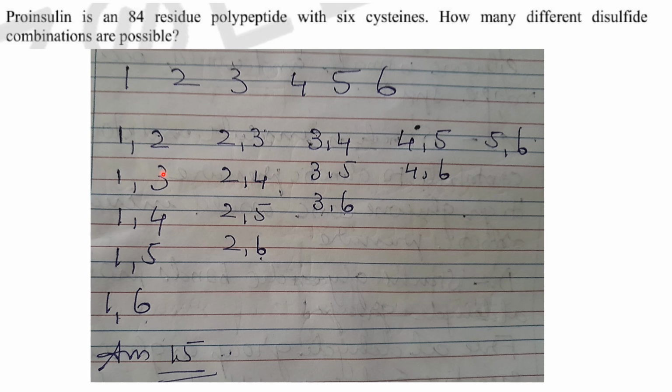So in total, if you count all these, between 1 and 2, between 2 and 3, between 3 and 4, between 4 and 5, between 5 and 6. Then you will get between 1 and 3, 1 and 4, 1 and 5, 1 and 6. Then 1 and 2 is the same, or 2 and 1 is the same, so you will not take that into consideration. You have to see these bonds between 2 and 3, 2 and 4, 2 and 5 and 2 and 6. Like that, if you do and you count all these, you will get 15.